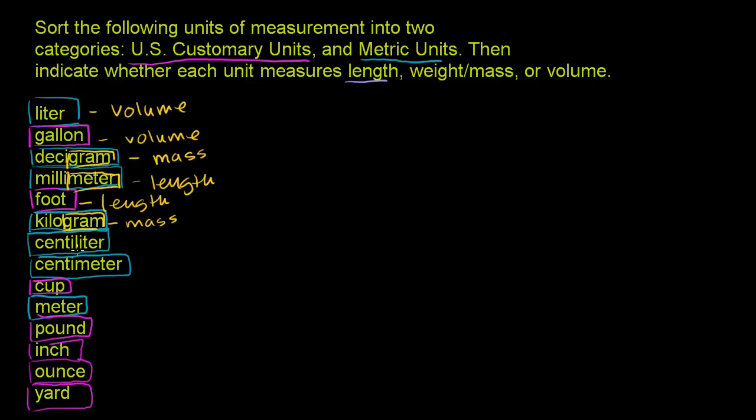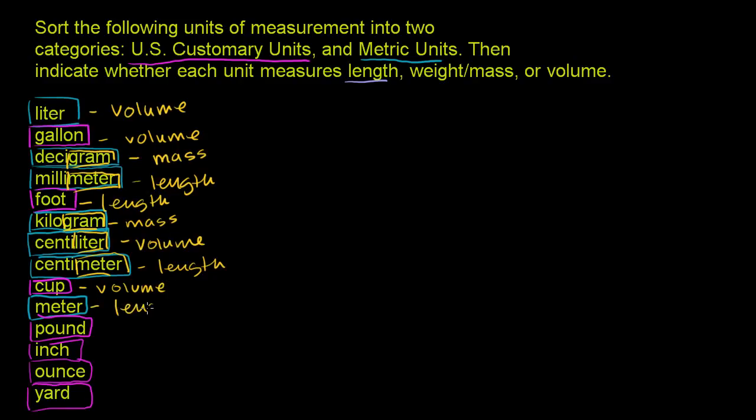Centiliter, that means 1/100th of a liter. Liter, we already figured out, is a unit of volume. Centimeter, we already figured out. Meter is a unit of length. Centimeter means 1/100th of a meter. So this is a unit of length. Cup, we've seen multiple times already. It is a unit of volume. How much space does something take up?